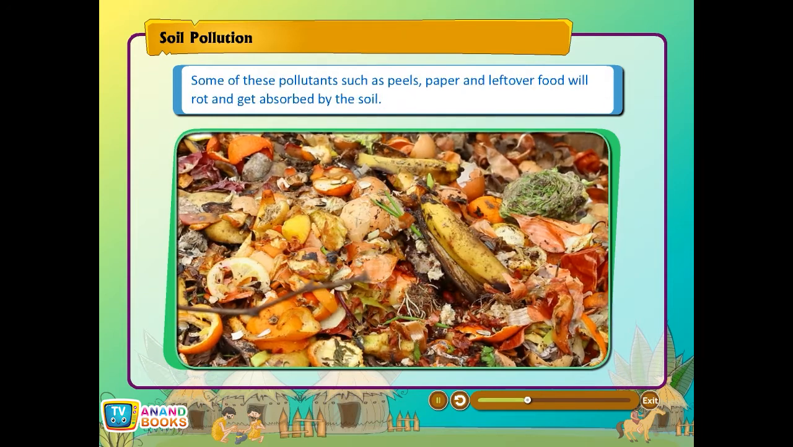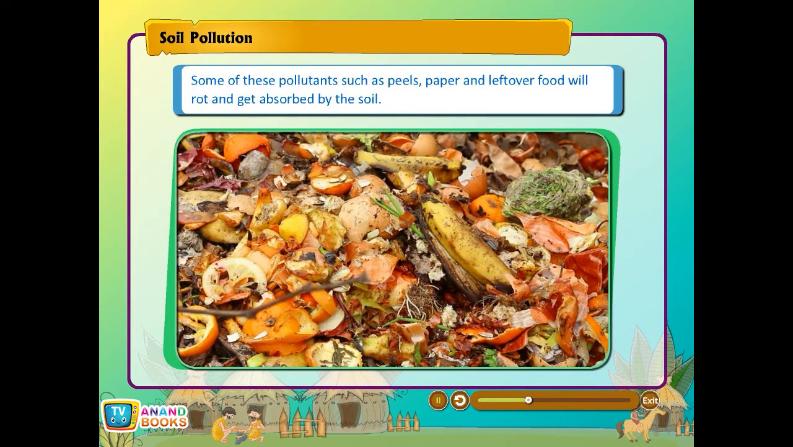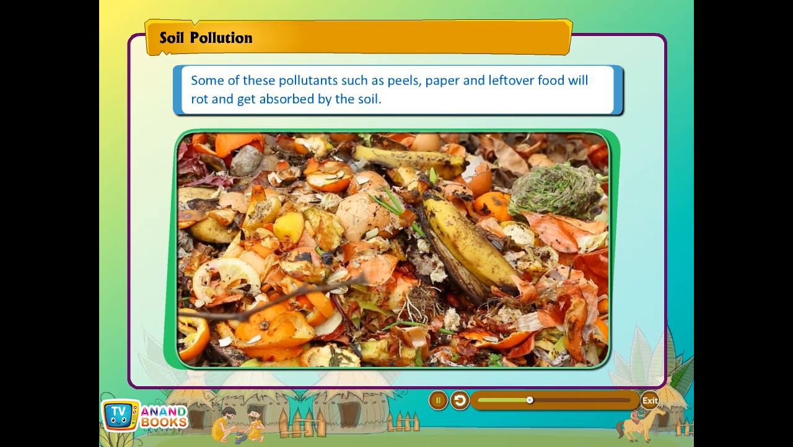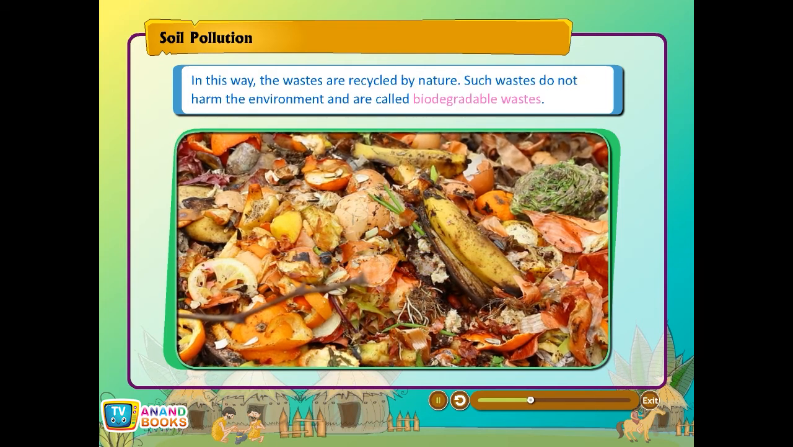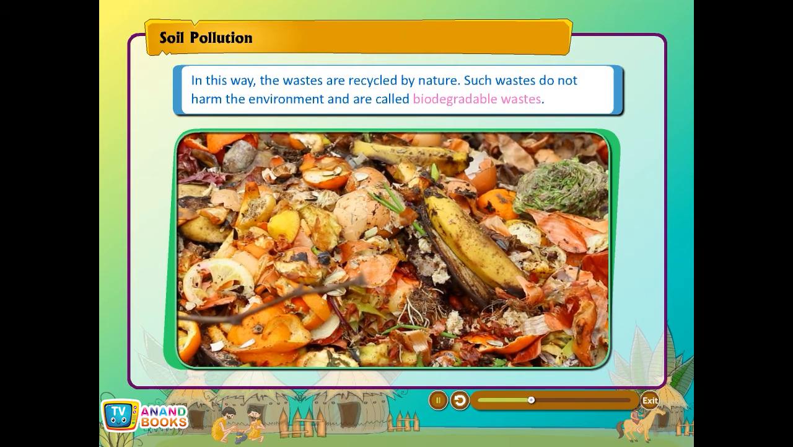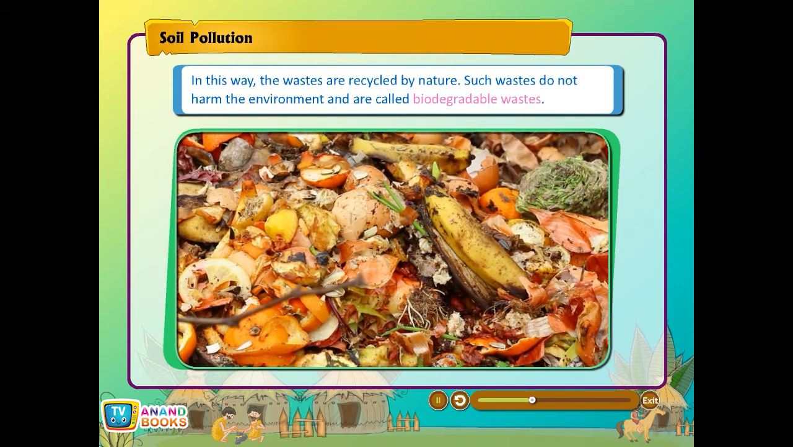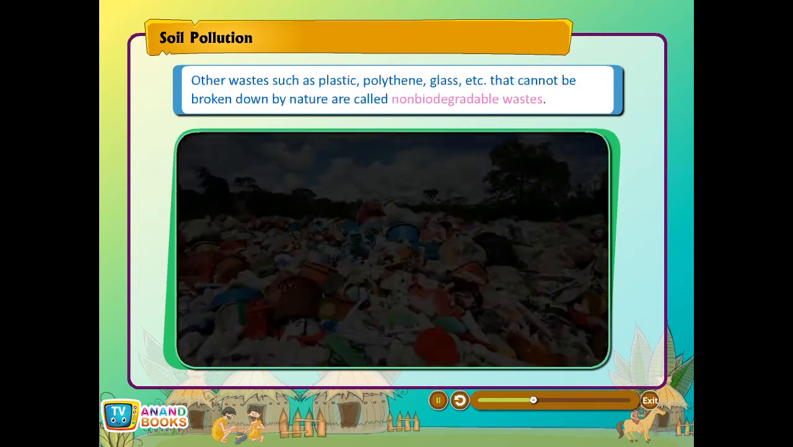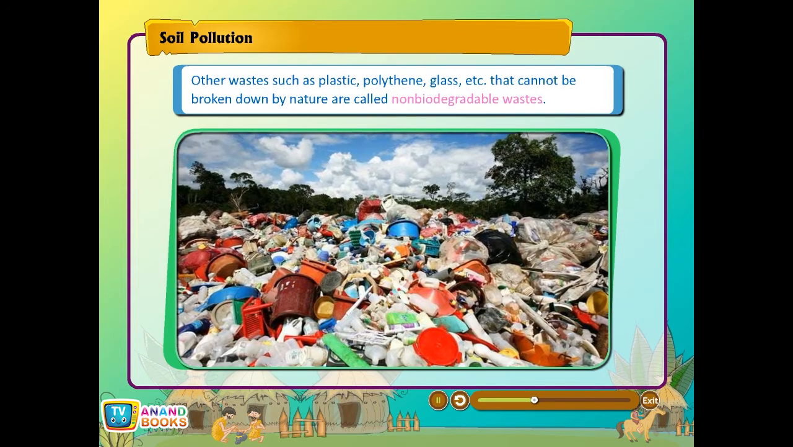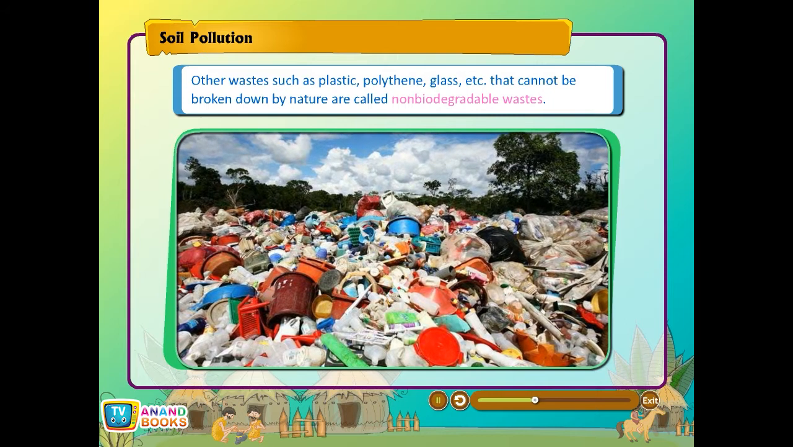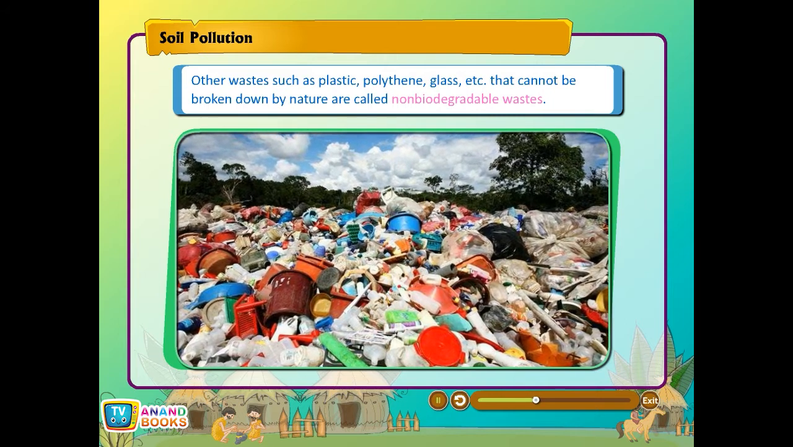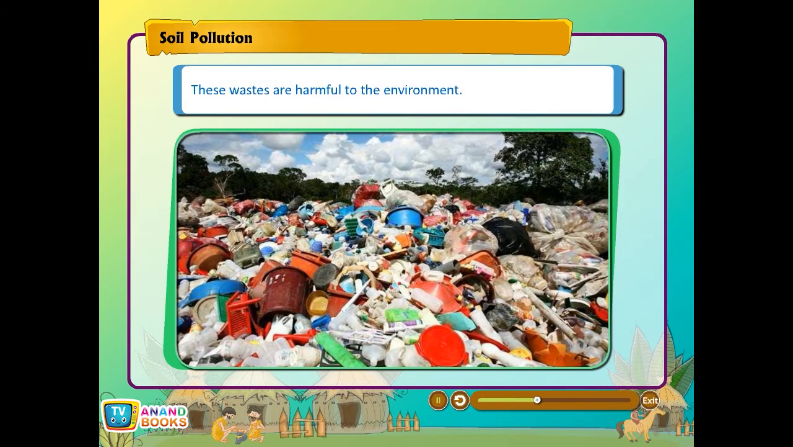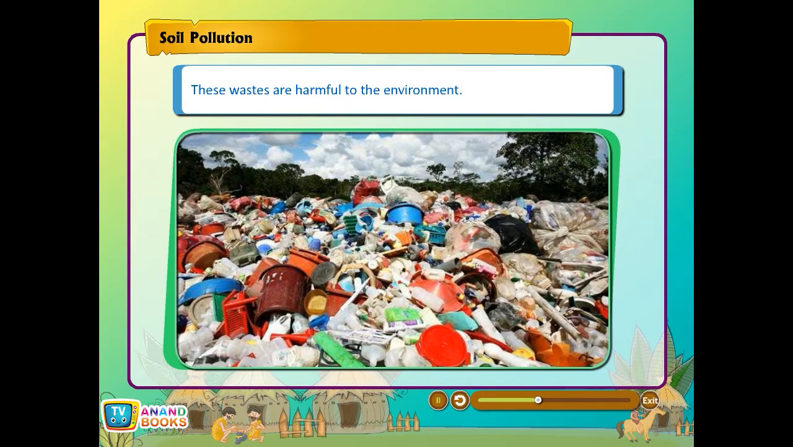Some of these pollutants such as peels, paper, and leftover food will rot and get absorbed by the soil. In this way, the wastes are recycled by nature. Such wastes do not harm the environment and are called biodegradable wastes. Other wastes such as plastic, polythene, glass, etc. that cannot be broken down by nature are called non-biodegradable wastes. These wastes are harmful to the environment.